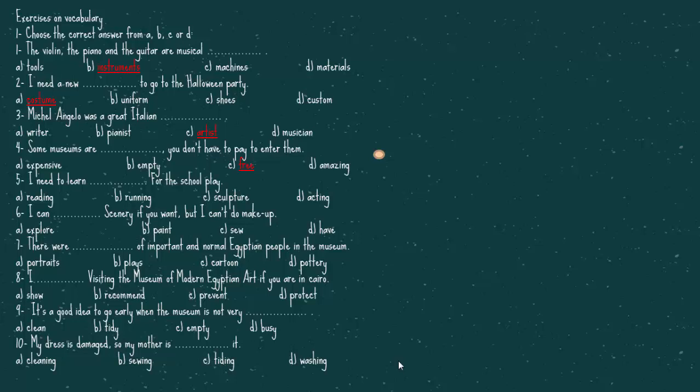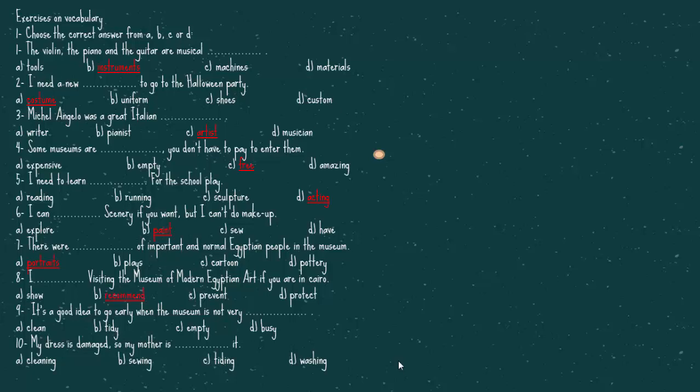Number 5. I need to learn for the school play, so the answer is acting. Number 6. I can scenery if you want, but I can't do makeup, so the answer is paint. Number 7. There were of important and normal Egyptian people in the museum, so the answer is portraits. Number 8. I visiting the Museum of Modern Egyptian Art if you are in Cairo, so the answer is recommend.